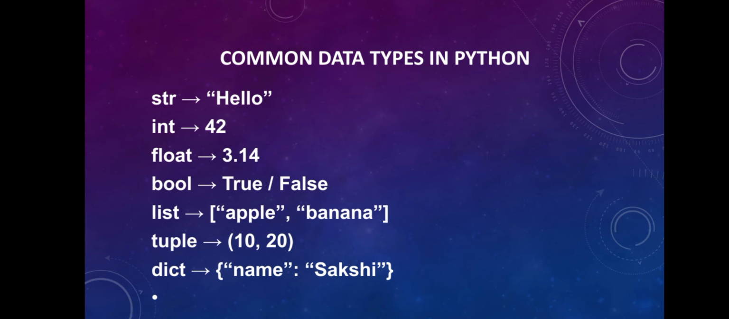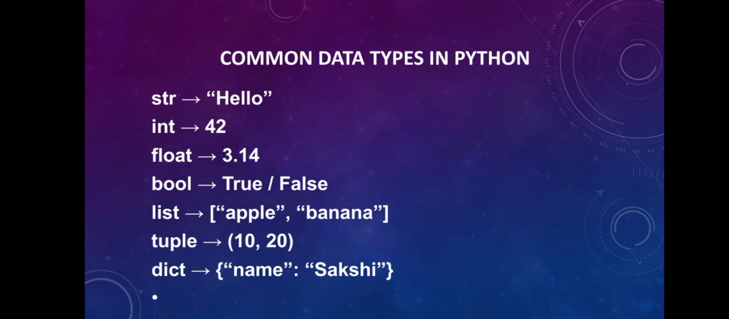Python data types. Python has several data types. Let's see some examples. Text: assign "Hello World", it's a string. Integer data type: num assigned 42. Float data type: pi assigned 3.14. Boolean data type: is_python_easy assigned True.